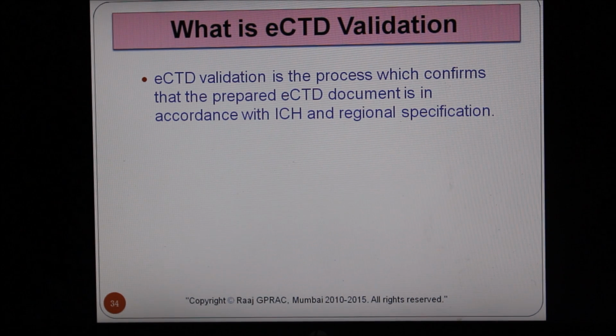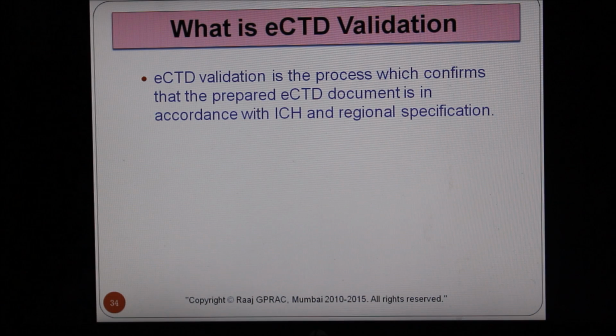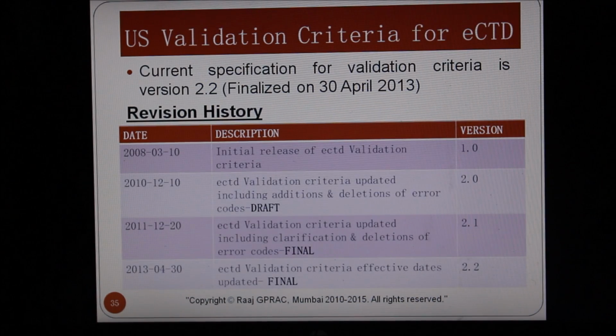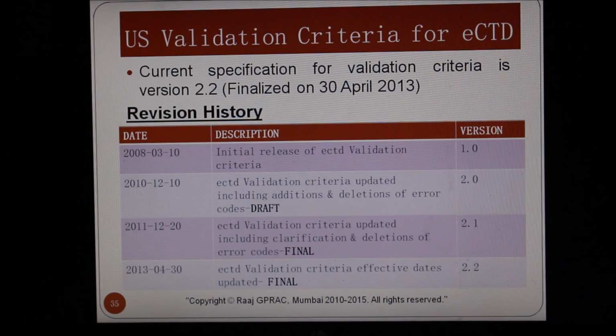Now let us talk about what eCTD validation is, which is an important factor when you are submitting in eCTD. eCTD validation is the process which confirms that the prepared eCTD document is in accordance with ICH and regional specification. So for the US validation criteria for eCTD, you can refer to this slide.